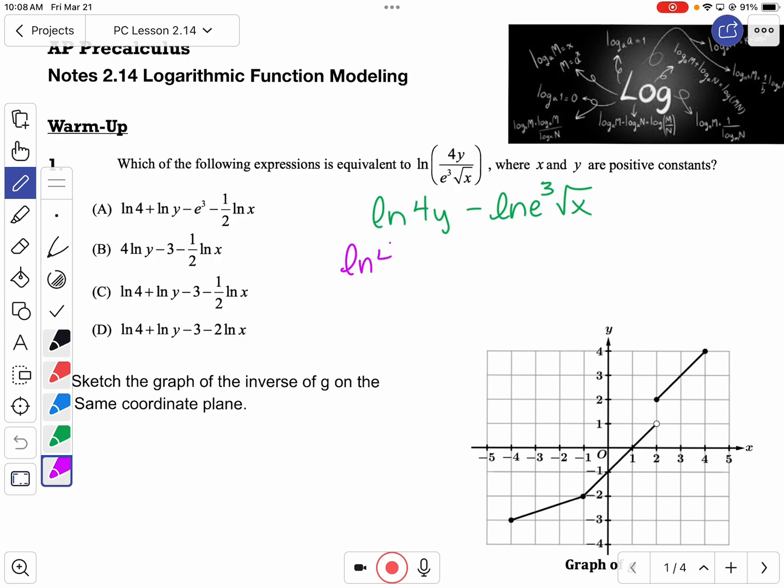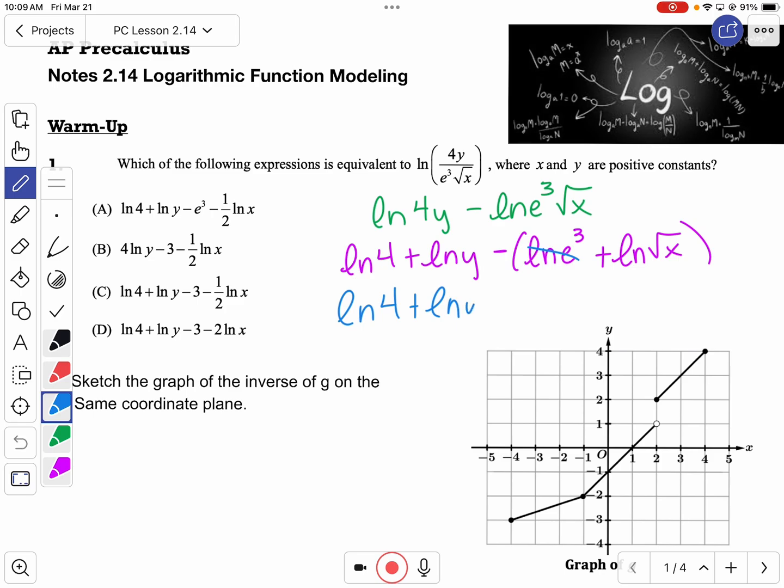So this would give me ln of 4 plus ln of y minus, and it would be minus for both of them, so I'm going to put in parentheses, ln of e to the third plus ln of the square root of x. Well, that front two, I really can't do anything with those, but what am I going to be able to do with this ln e to the third? What's going to happen to that? Yeah, they cancel each other out. They invert each other. So I'm going to keep my ln of 4 plus my ln of y.